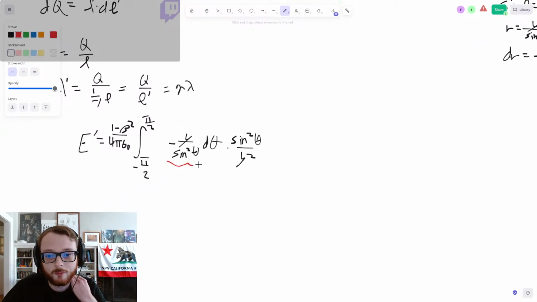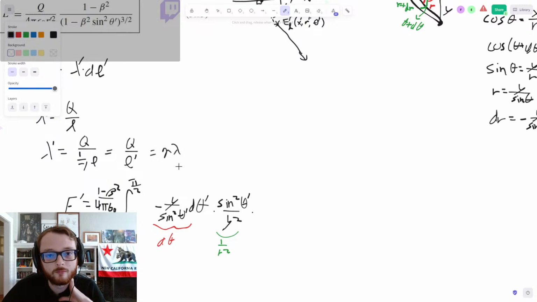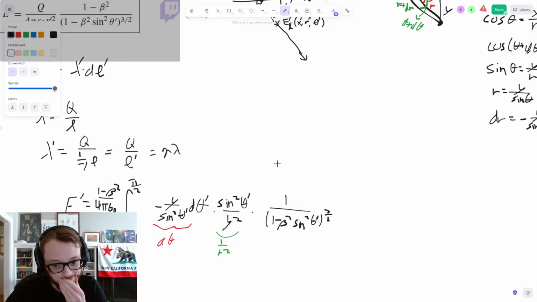I'm saying this first bit is dq. The second bit is 1 over r squared. And then the third bit is just the 1 minus beta squared. That doesn't need to change. These are primes. And y is the same in both frames. Agreed. Beta squared, sine squared theta prime, to the 3 over 2. And I think that's our integral.